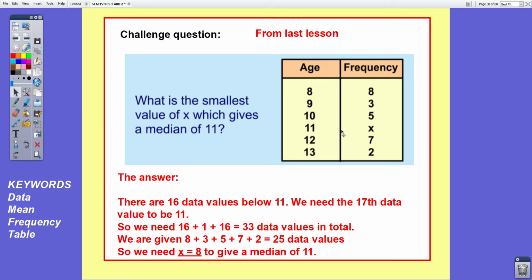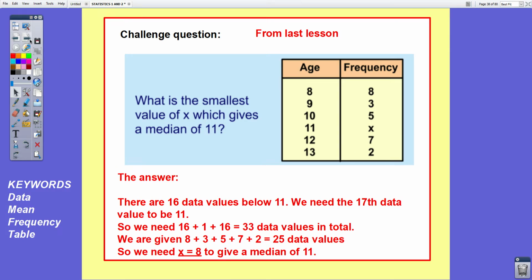Well, for the smallest value of x to give you a median value of 11, it had to be the first value after these 16. 8, 11 and 5 is 16. So the 16 data values before 11, we need the 17th data value to be 11. 16 add 1, and then we need another 16 after that 11, 33 data values in total. We've been given 8 add 3, add 5, add 7, add 2, 25 data values. So in order for there to be 33 data values in all, x has got to equal 8 in order to give a median of 11. Okay, so x must equal 8.